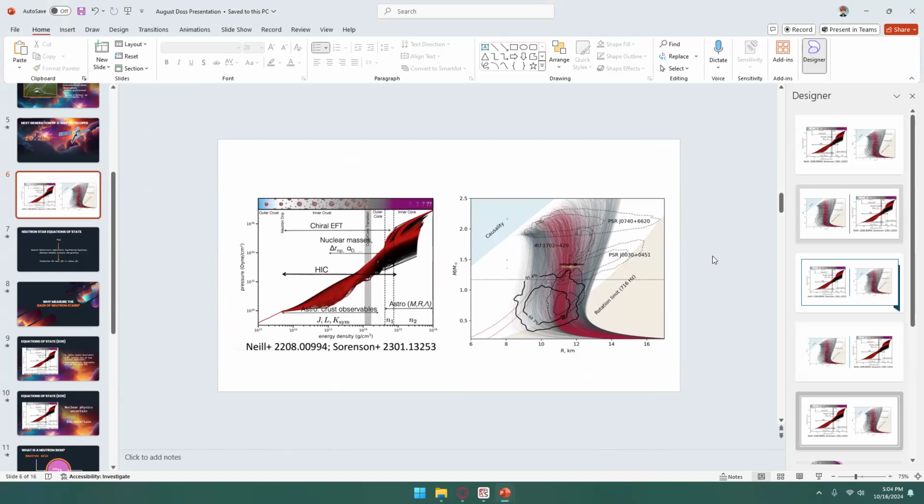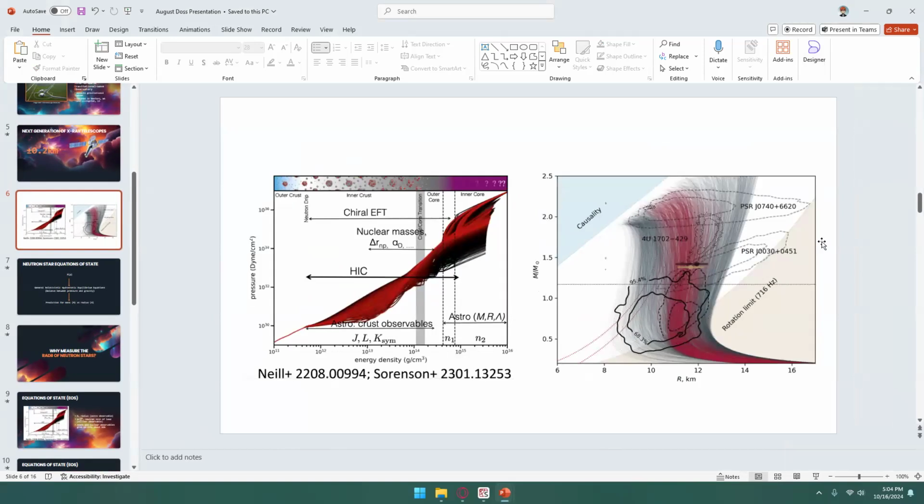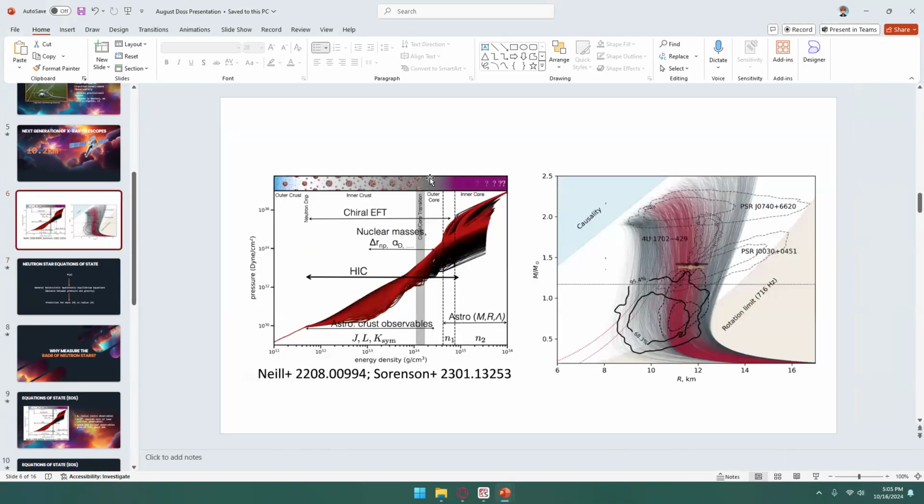Right. And so what you were saying with words on the neutron star equations of state slide, P of rho, is the figure on the left, right? That's P of rho. In fact, that's thousands of different P's of different equations of state. But each one is just a line of pressure versus density.